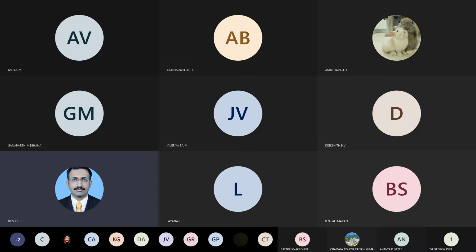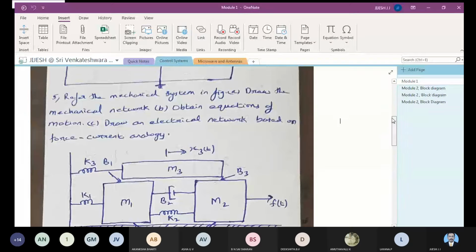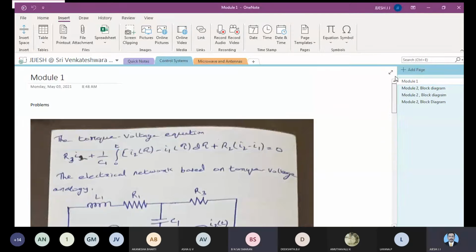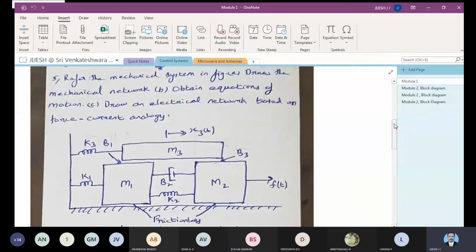So last class we were discussing one of the problems where we had masses M1, M2 and M3. Just a minute, I will project it for you and then we'll continue further. So in module 1, you can all see, right? Yes, sir. Fine. So in module 1, we have been discussing this problem where you can see that there is mass M1.